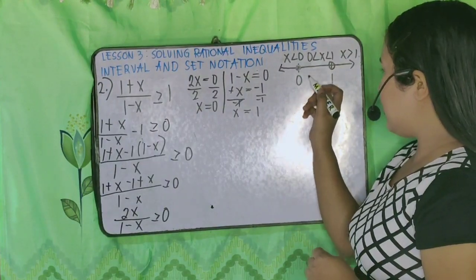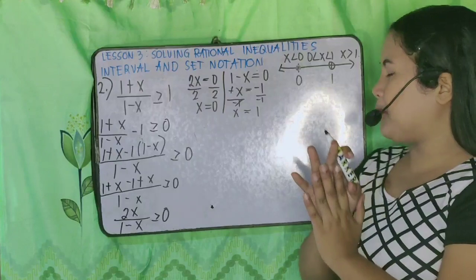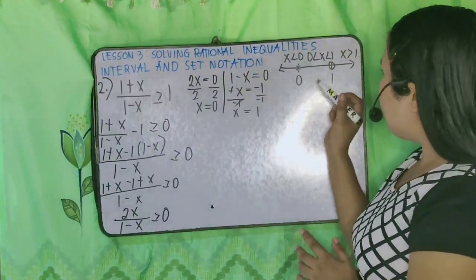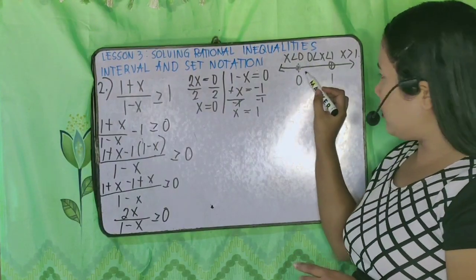Okay, so for our 0, shaded circle, and then for 1, hollow circle. So, hahanapin na po natin yung 3 intervals natin. Okay po, so yung sa first natin na interval is x is less than 0. Okay po, so ito siya.